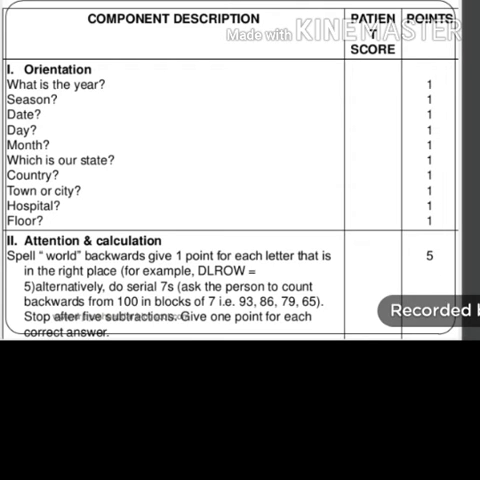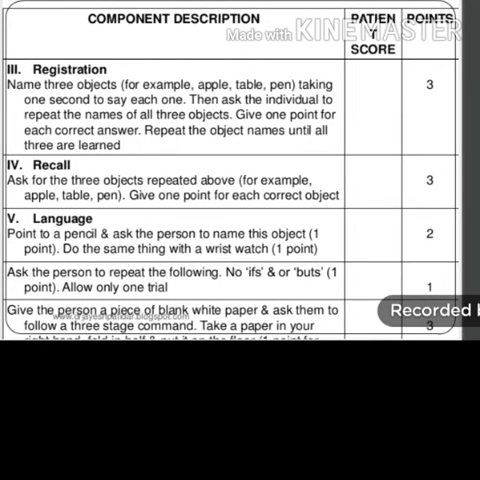Let us see the scoring system of the mini mental status examination. Each component carries different points. In the mini mental status examination, the first component is orientation, which carries 10 marks. Attention and calculation have 5 points. For registration, 3 marks. For recall, 3 marks. Language carries 9 marks.